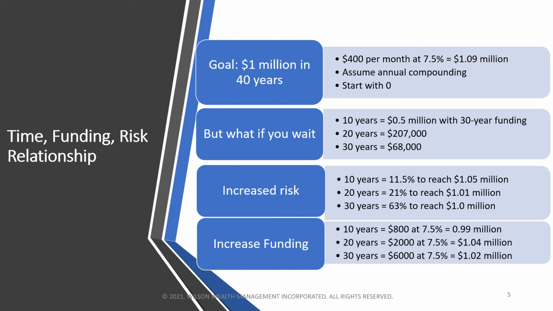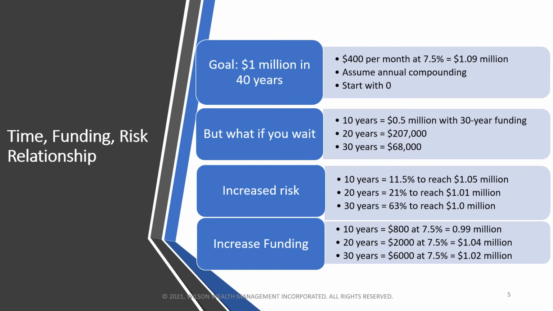The other variable is increasing your funding. If I wait 10 years and I'm still going to get the 7.5%, instead of $400 a month, I've got to put in $800, double the amount, just to break even with the person that started earlier. If I wait 20 years, now I have to invest $2,000 a month. And if I wait 30 years, 6,000.